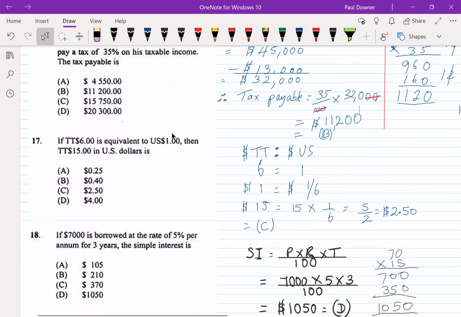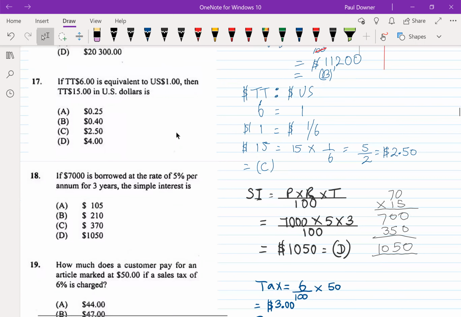The next one, number 17. In number 17, if TT $6 is equivalent to US $1, then TT $15 in US dollars is. Okay, well, let's do some ratios. TT dollars to US dollars. We know 6 TT is 1 US, so I wrote that down. 6 TT here is 1 US. So 1 TT will be 1/6 of a US, dividing both sides by 6. If I divide this by 6, I get 1. If I divide this side, I get 1/6. I just left it like that.